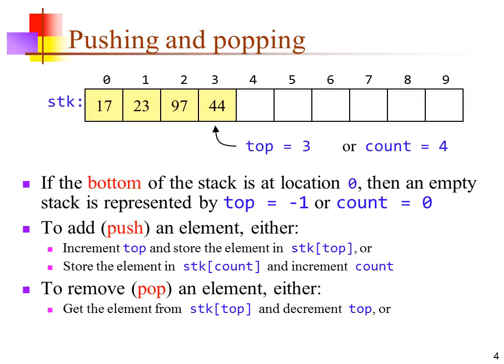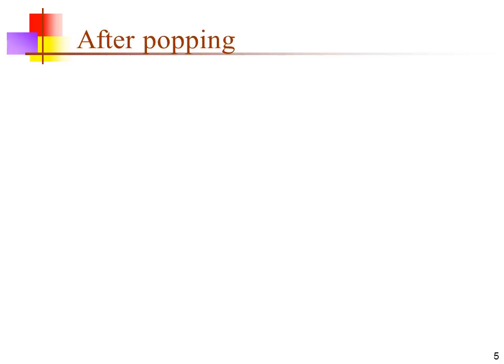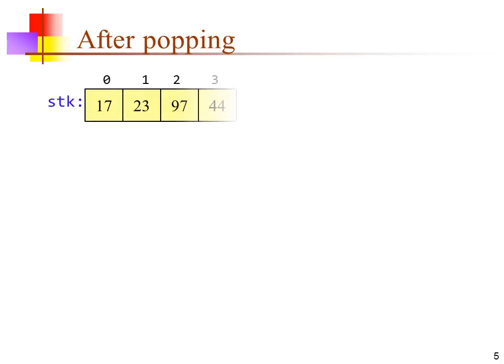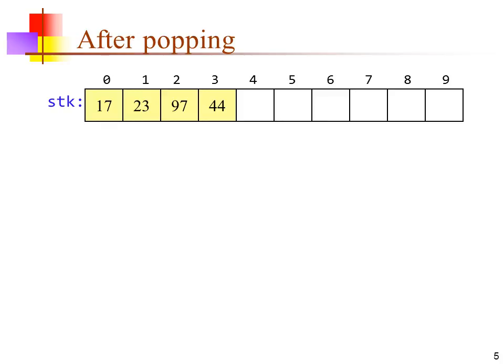Next, relationship among objects. If you observe the pop operation here, element 44 is deleted, which is index number 3 data, such that the top points to 2. Previously the value of top was 3, and after the pop operation the value of top is 2.